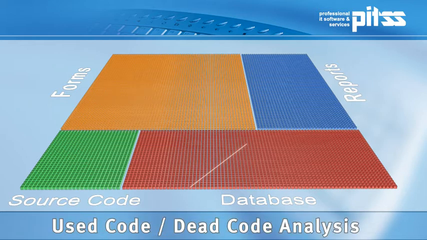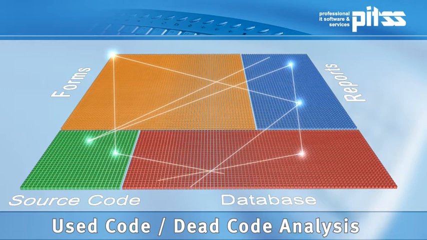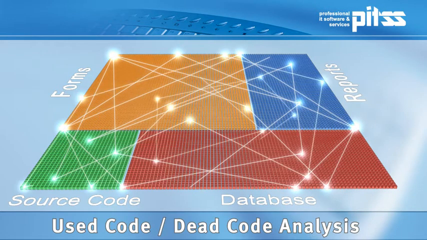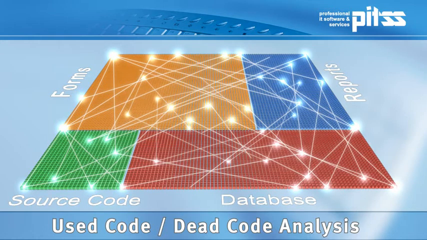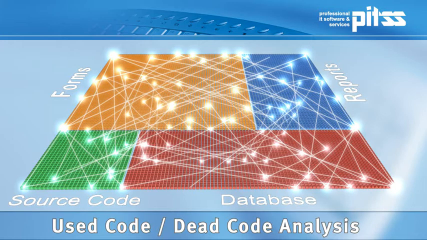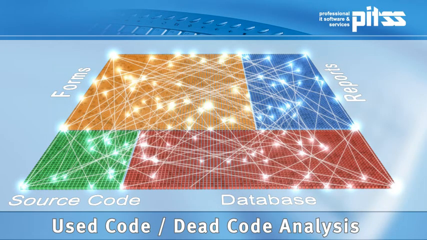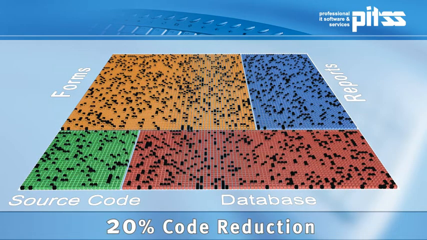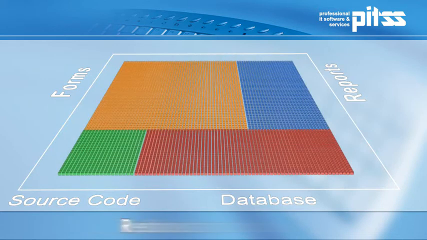PITSS recommends analyzing the application thoroughly before upgrading and removing dead code and rudiments that are no longer being used. To do this, all of the used code is tracked, analyzed, and eventually the dead code is removed. On average, PITSS.CON customers achieved a 20% reduction. That means a significantly more trimmed-down application as a whole and ultimately reduced cost.